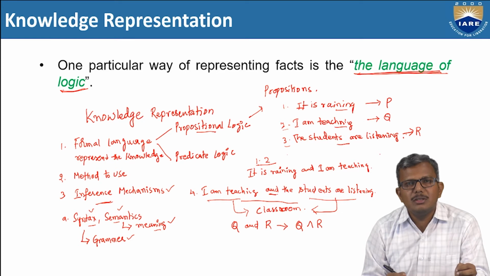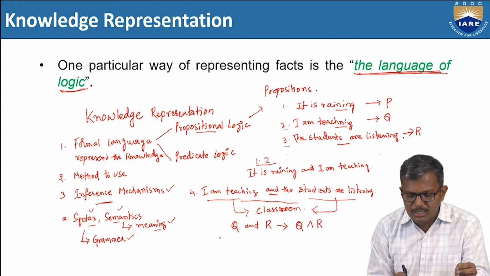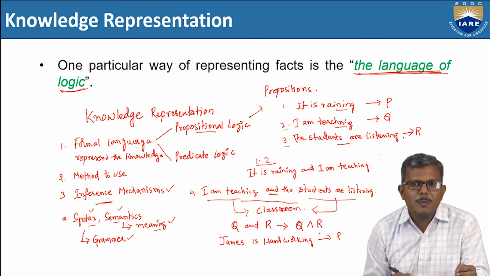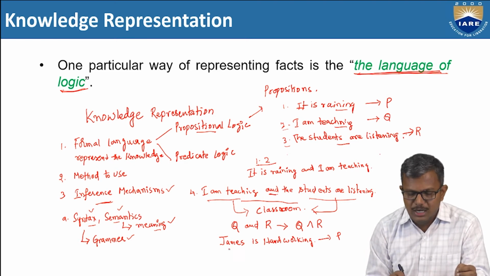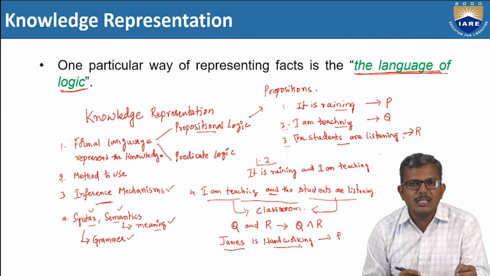If we talk about the different elements of propositional logic, how will it be? If I say James is hardworking, I can represent this statement in propositional logic with some kind of variable. But we need to understand what this James is all about and what this hardworking is all about. That is nothing but the elements of a proposition.